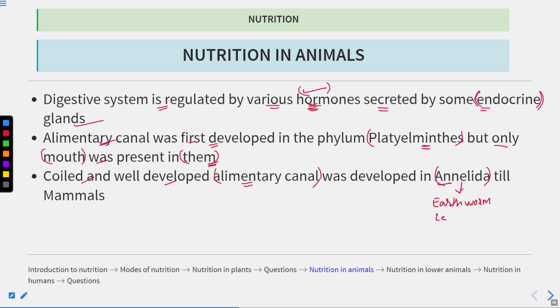Some other examples are leeches. So these are the members of the Annelida. And from Annelida, we can say there was a well-developed alimentary canal, and then later it also evolved, and now mammals have the highly developed alimentary canal.